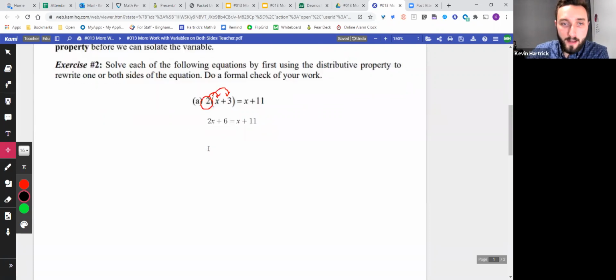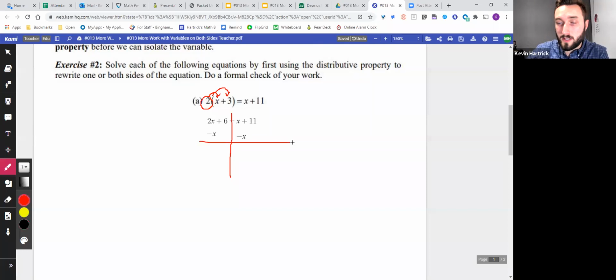So the first step here would be to make sure that I get variables only on one side. Right now I have it on 2 sides, so I have to get rid of the smaller one. The smaller one in this case is just this x. Remember, that's just a 1x. So in order to get rid of that, I'm going to subtract x, and I'm going to do it to both sides. Notice how I am lining it up under my 2x because those are like terms.